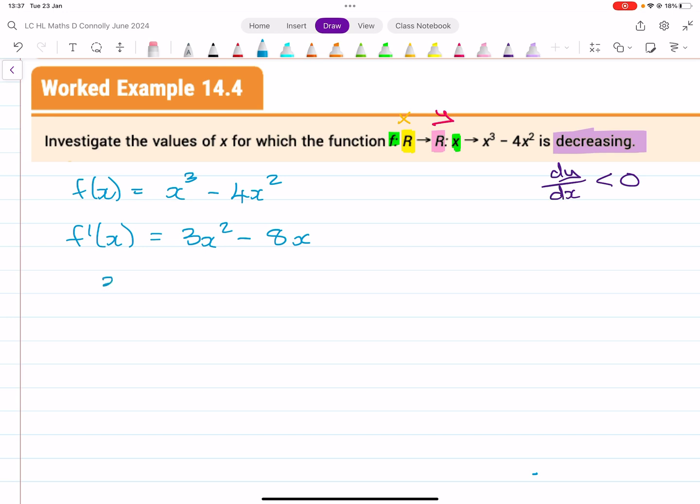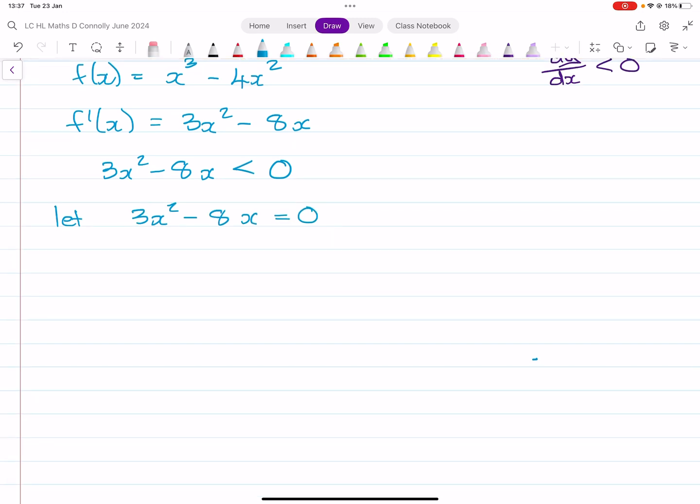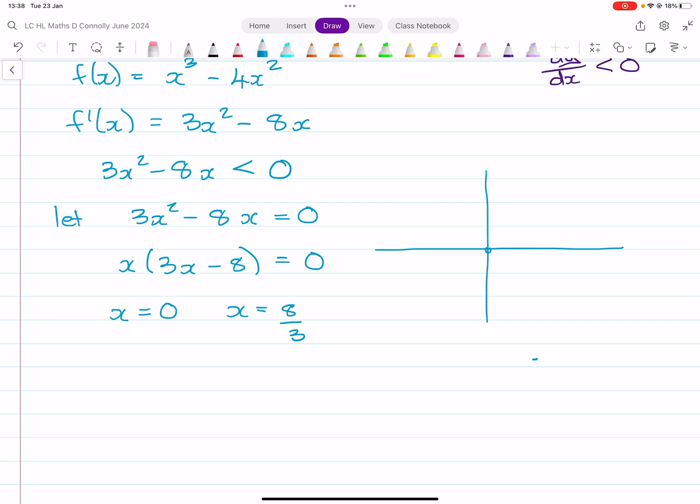And we want 3x squared minus 8x to be less than 0 because we want it to be decreasing, and they want us to find the x values that satisfy this. So it is a quadratic inequality. Going back to our fifth year algebra, we let it equal 0. We solve the quadratic equation, which is a highest common factor, so take out x and then let each part equal 0. And for quadratic inequalities, you have to sketch the graph.